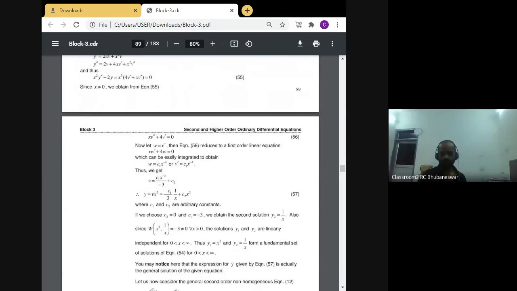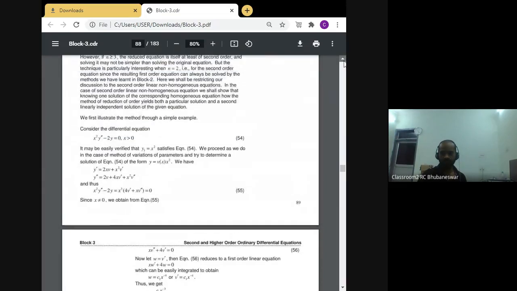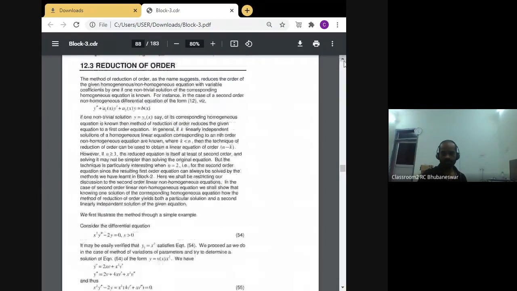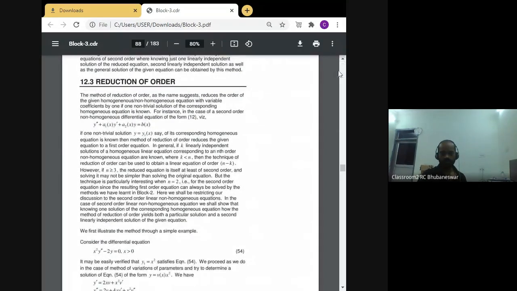Now if you have any question regarding this variation of parameter method, please ask me. Otherwise we are moving to discuss the process of reduction of order of a differential equation. Have you any question, anyone, regarding this variation of parameter method? Okay, very good. Now let us move towards the reduction of order.